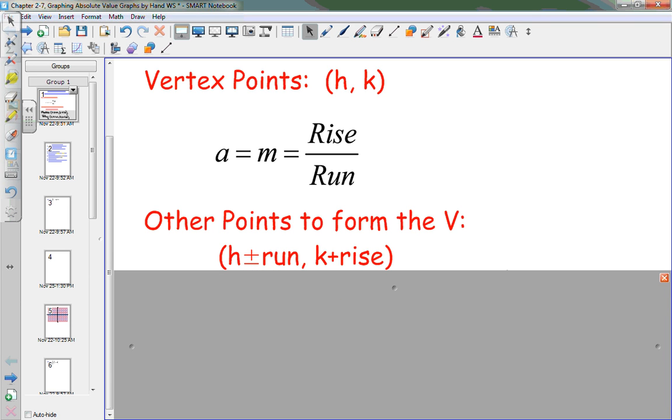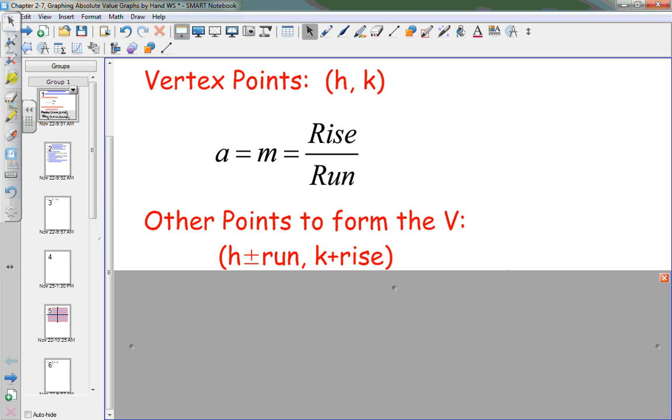Now, what I'm giving you today is a formula. This formula is basically saying that I'm going to take my X value, which is my H from my vertex, and I'm going to run both left and right from it. Adding, which would be plus, goes to the right. Subtracting goes to the left of my run. Do you understand that? And then what I'm doing every time to my K value is I'm simply adding my rise.